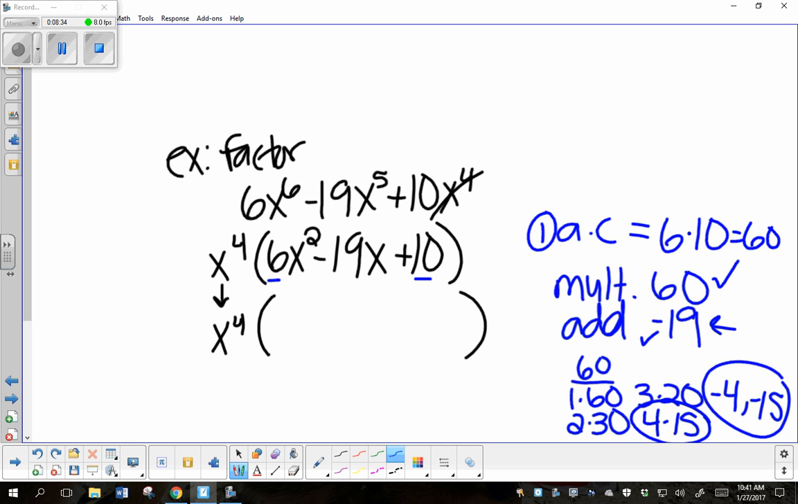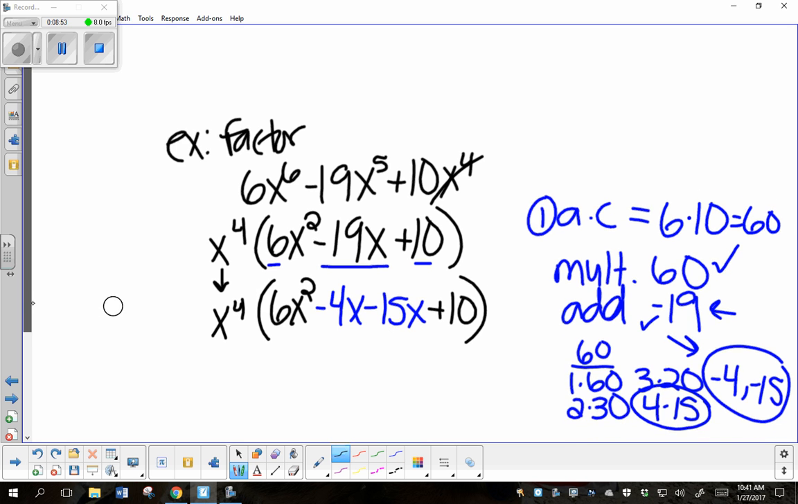So I'm going to rewrite my polynomial now. This is step 2. I'm going to replace this negative 19x with negative 4x minus 15x. Those are my two numbers that I found right here. And then I have this plus 10. Now, when you fill those in, the negative 4x and negative 15x, it doesn't matter which order you put them in.